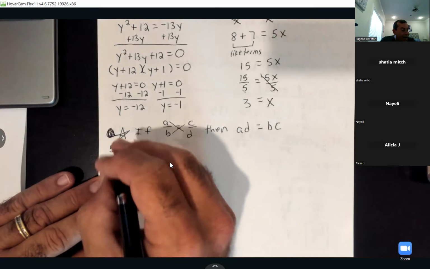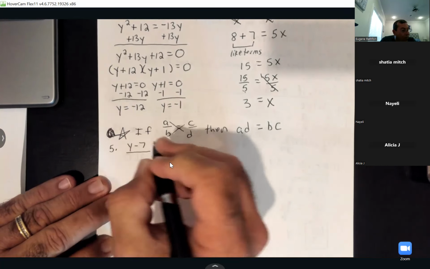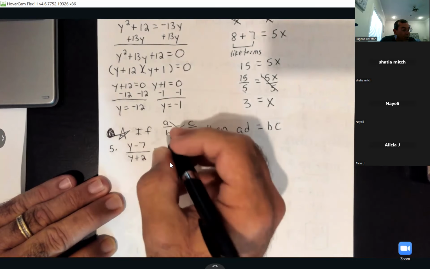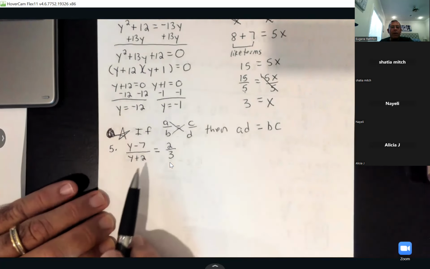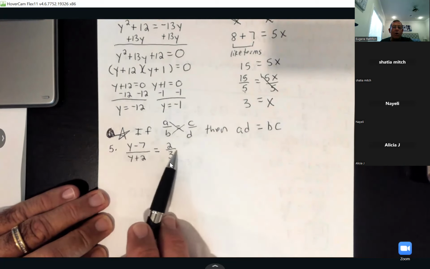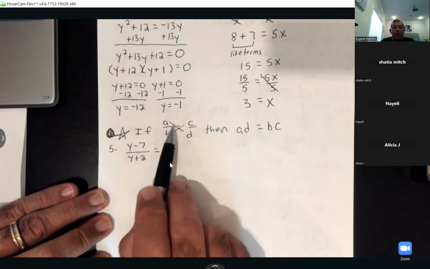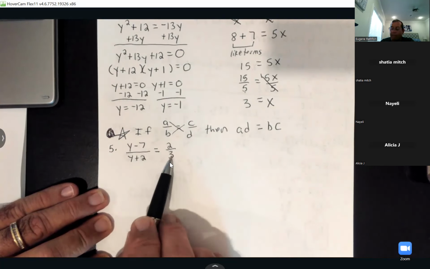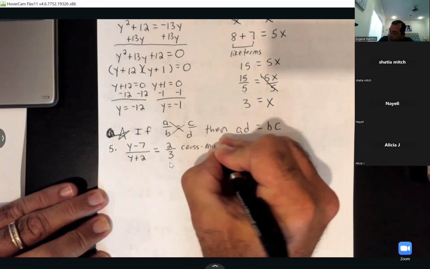So watch this. Number 5, I got (y − 7)/(y + 2) equal to 2/3. Notice I got one fraction over here because I got one fraction bar equal to one fraction. So since I got this pattern right here, we're going to solve this by cross multiplying.